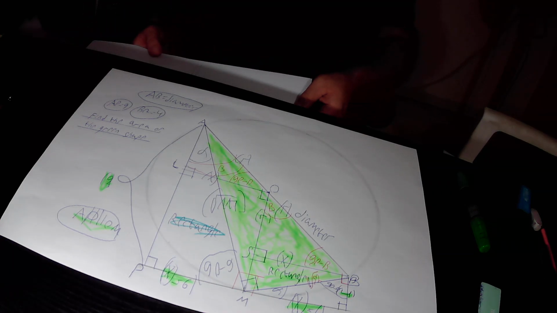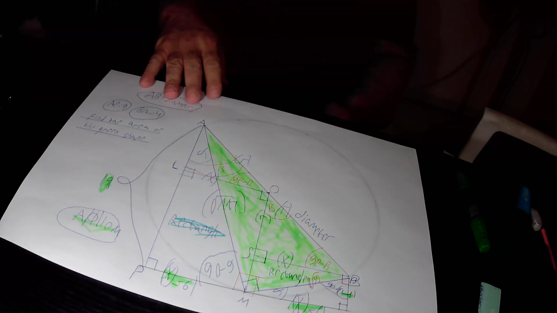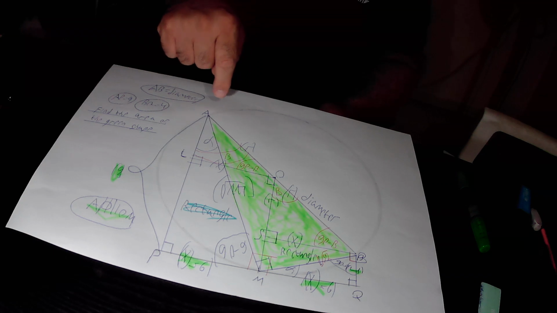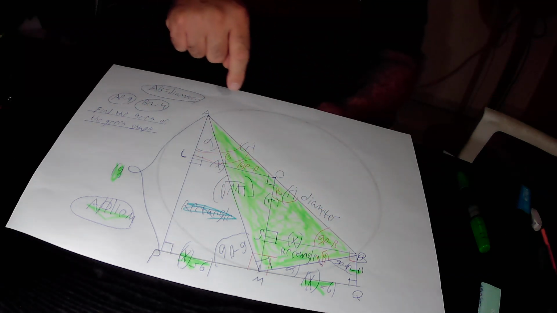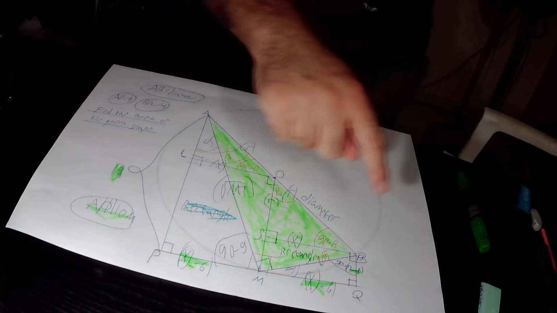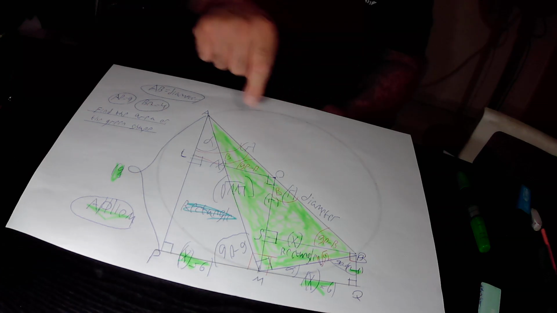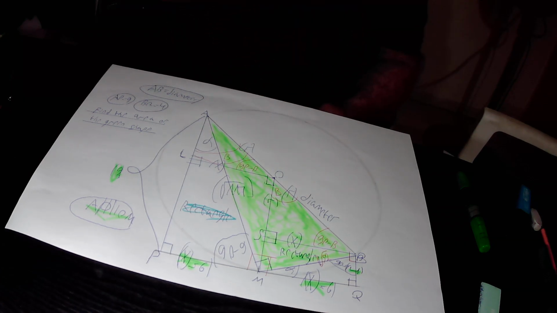Our task in the second question is to find out the area of this green shape. Actually, the green shape is the green triangle AMB. So we have to find out the area of this green triangle AMB. In the domain we have a circle. This is called AB. That is the diameter of the circle. AB is the diameter of the circle.